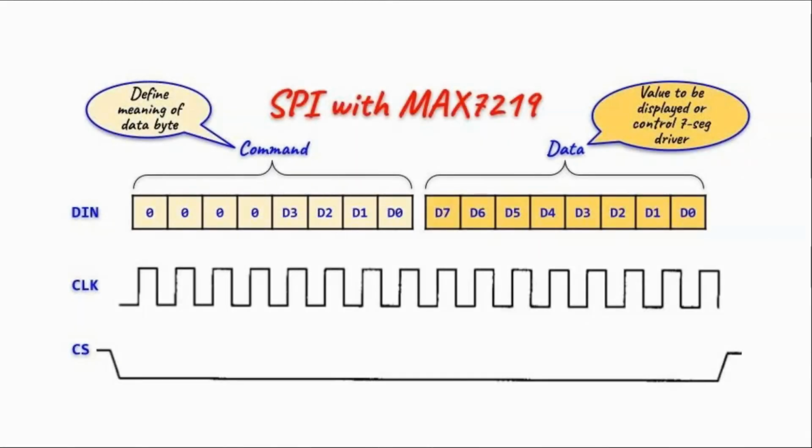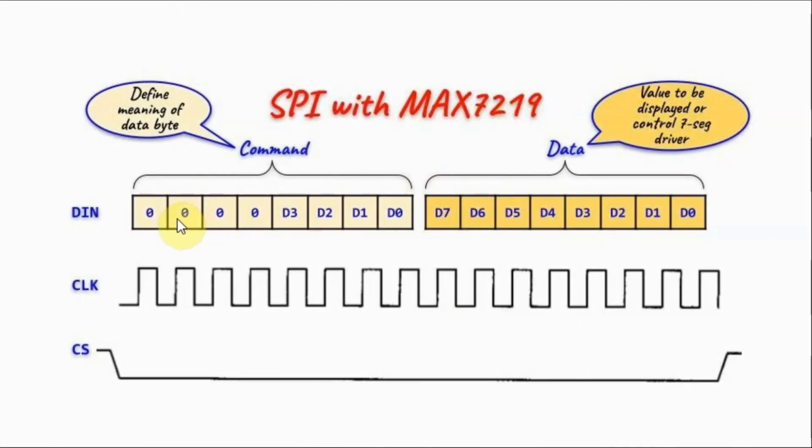MAX7219 is interfaced with a microcontroller through 3 SPI lines: data in, clock and chip select. Chip select is used to enable or disable the MAX7219. A low logic here will enable the device, and the clock signal is used for synchronizing the input data into the MAX7219.